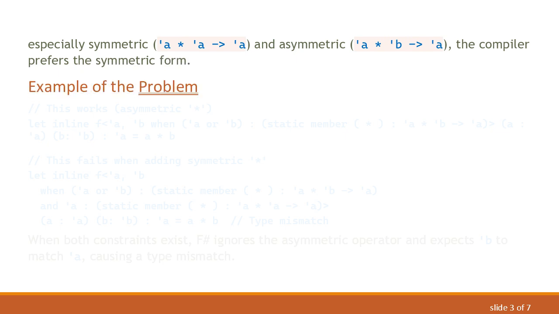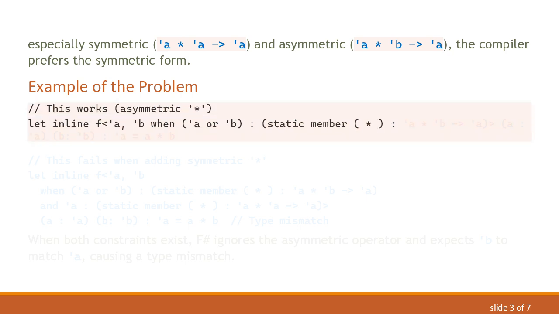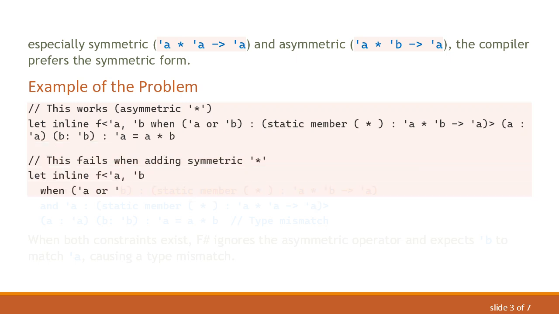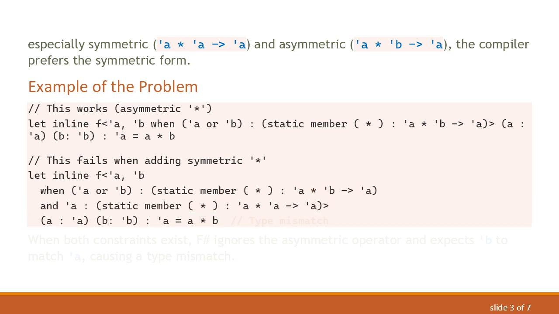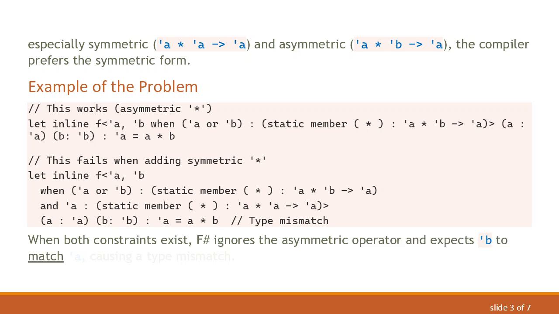Example of the problem. When both constraints exist, F# ignores the asymmetric operator and expects B to match A, causing a type mismatch.